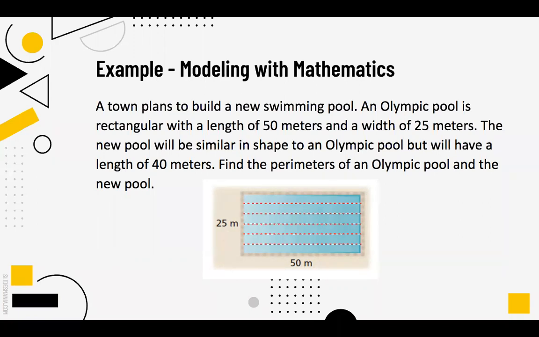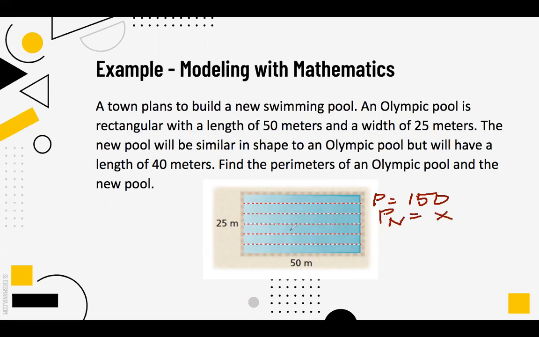So we know that in the picture that you see, this is going to be your Olympic pool, right? So what's the perimeter? What's the perimeter of your Olympic pool? That's going to be 150, right? And that's the perimeter. So then we need to figure out the perimeter of the new pool. So the perimeter of the new pool is what we don't know, so we'll call that X.